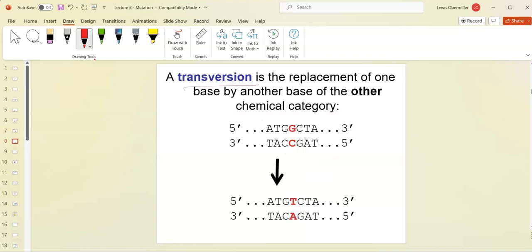Transversions are replaced with a different chemical category. So in this case, we have G here. That mutation is replaced with a T. G's are purines, T's are pyrimidines. Those are different chemical categories. And then the C and A are different. This is a pyrimidine. This is a purine.